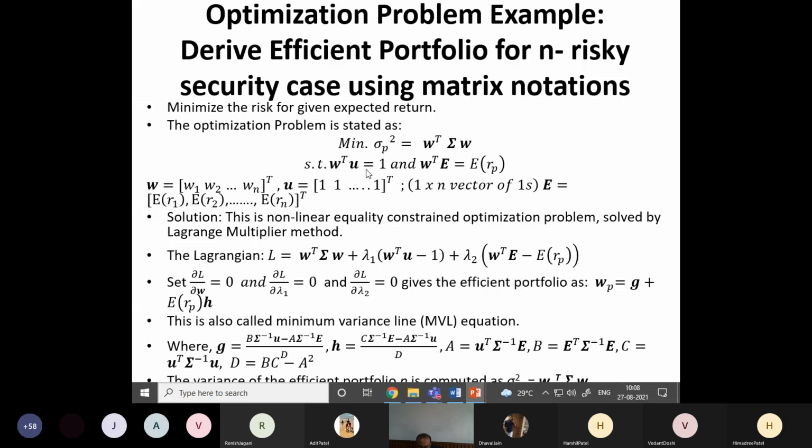So it is W transpose U minus 1 equal to 0. So it is W transpose U minus 1, and then plus lambda 2, which is again a scalar constant, a Lagrange multiplier, into the equation of the second equality constraint, that is W transpose E minus ERP, right? We have to write this equation in such a way that the right hand side should be equal to 0.